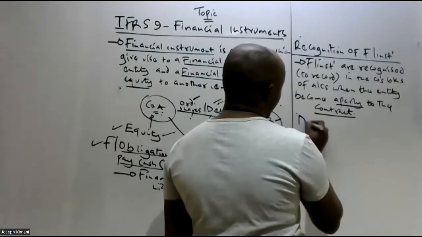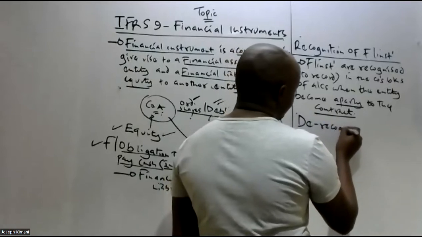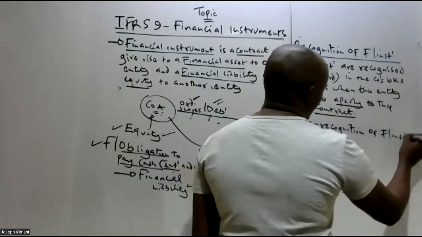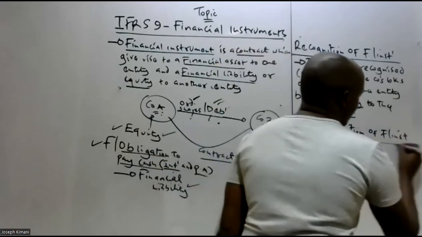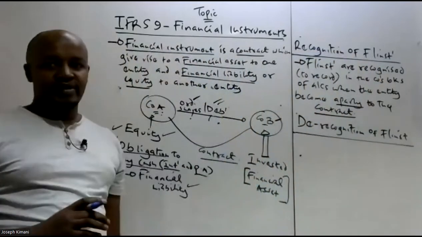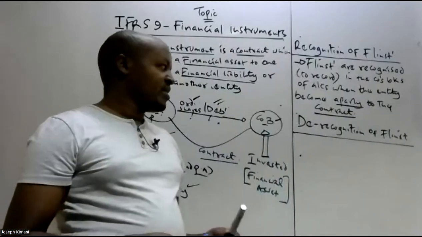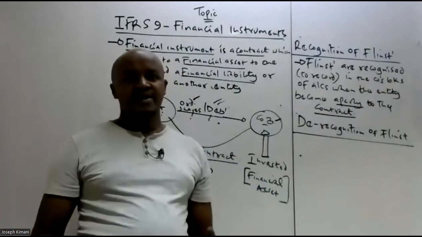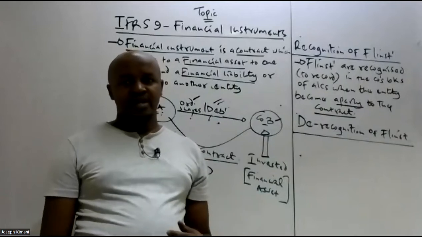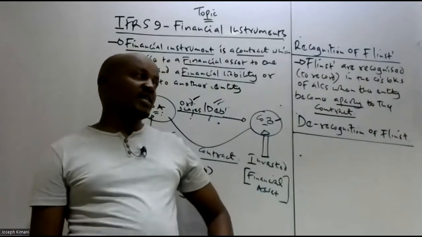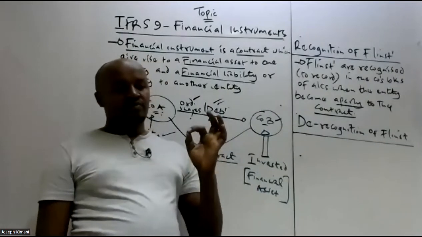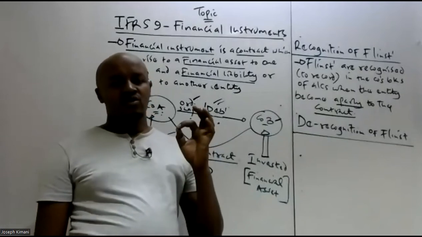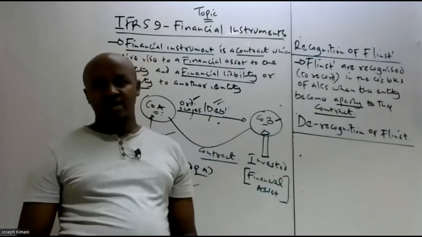Then from there we have something called derecognition. Derecognition of a financial instrument. What do you mean by derecognition? Derecognition of a financial instrument is a process through which a financial instrument which has already been recorded in the company's books of account will be removed from the company's books of account. Or in other terms, this is a process through which the company will stop accounting for a financial instrument in its books of accounts.